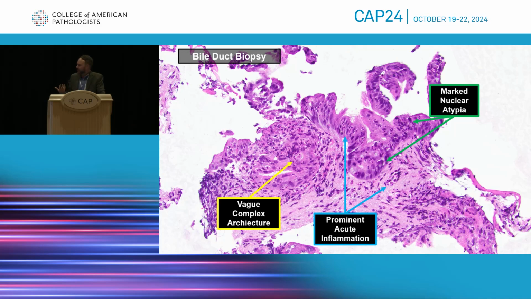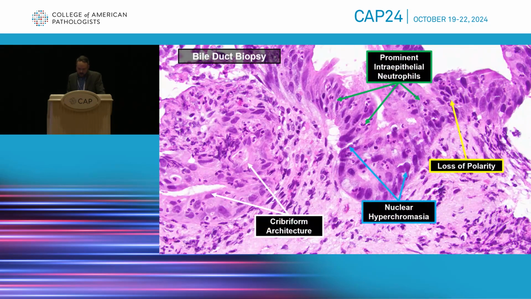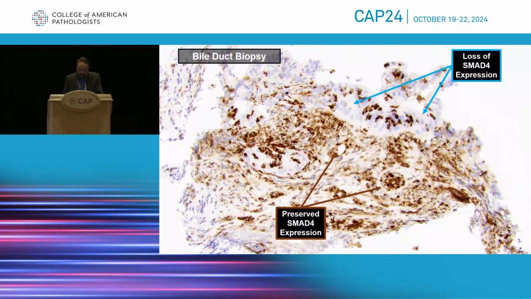It's helpful to ask, is there something else we can do to go beyond just calling this suspicious because there's so much inflammation? Looking even more closely, you can see that there's a lot of concerning atypia, nuclear hyperchromasia, some cribriform architecture, loss of polarity, and we would like to call it adenocarcinoma, but we hold back a little bit. It's a small biopsy. There's a lot of acute inflammation.